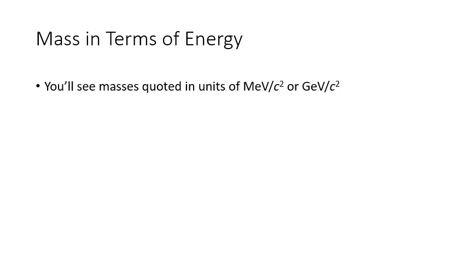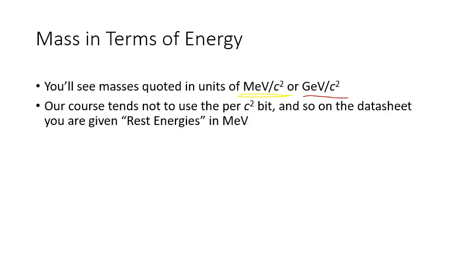Now, you can't really write mass as an energy, and so sometimes you see the mass of fundamental particles given in units of MeV per c squared, and that does indeed make it a mass, because mass is energy divided by the speed of light squared. Sometimes you'll even see it in giga-electron volts per c squared. Our course doesn't tend to bother with that bit, doesn't particularly like the per c squared bit, and so they don't refer to these things as masses. They refer to them as rest energies.